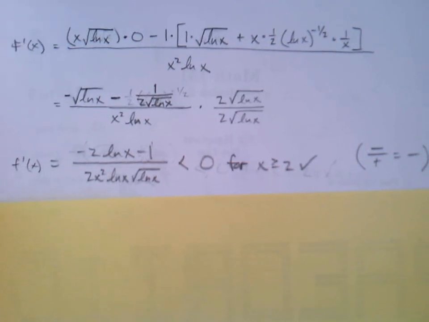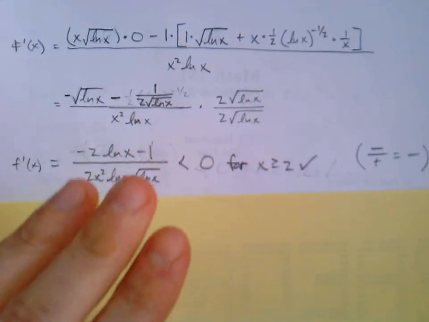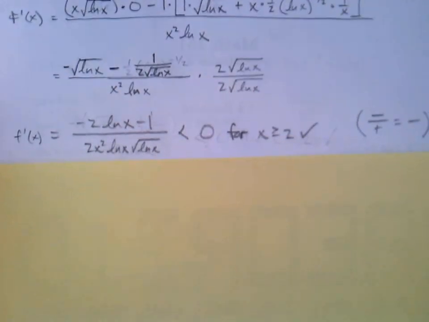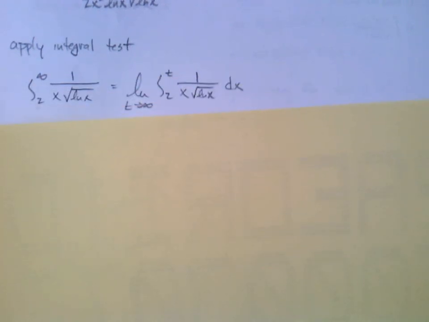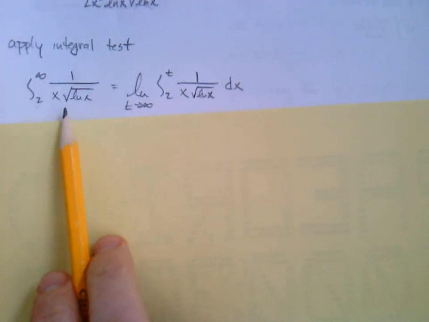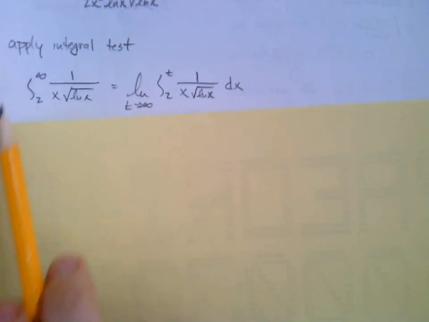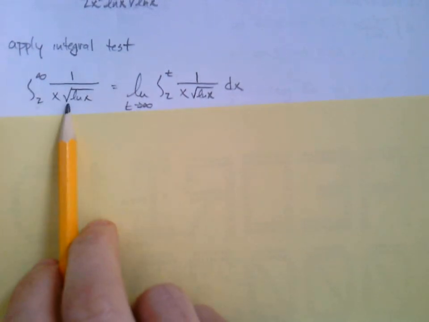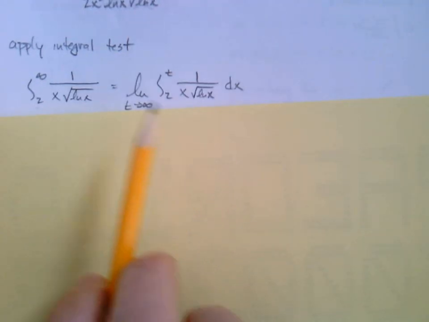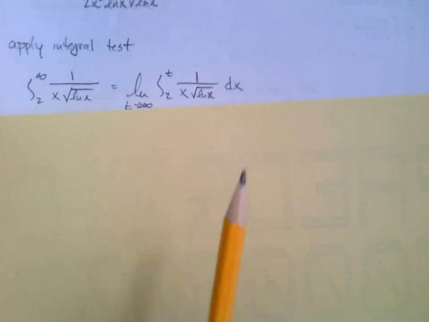All right, at this point, we have shown that the function is positive, continuous, and decreasing. Now, it's time to actually apply the test. We know that we can apply the test. So what are we going to do? We're going to look back at our function, 1 over x square root natural log x. We're going to take the integral from 2 to infinity, and if this converges, then we know the series also converges, and if this diverges, then we know the series also diverges.